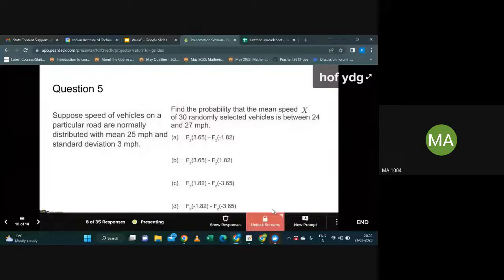Okay. So it says speed of vehicles on a particular road are normally distributed with mean 25 and standard deviation 3 mph, right? So what's your x? What will be my x? I can define x as the random variable which denotes speed of vehicles on the road, right? This can be my x. What was the mean? 25 and standard deviation is 3.